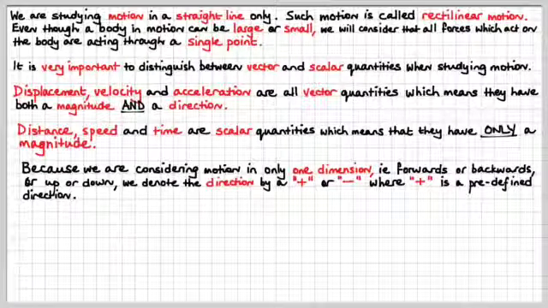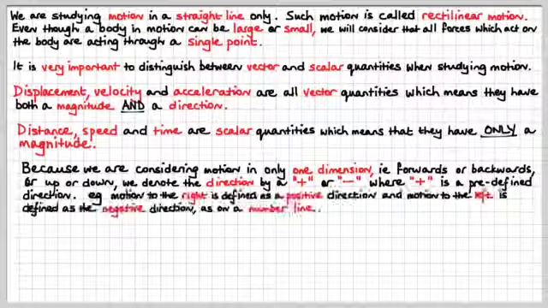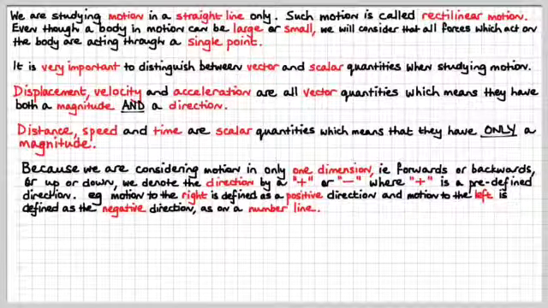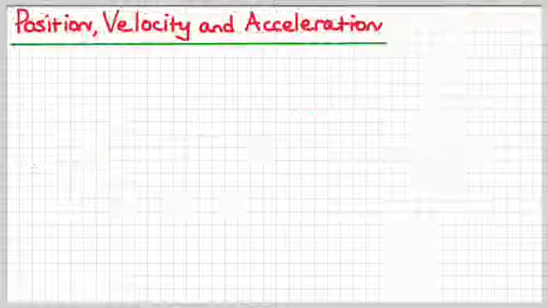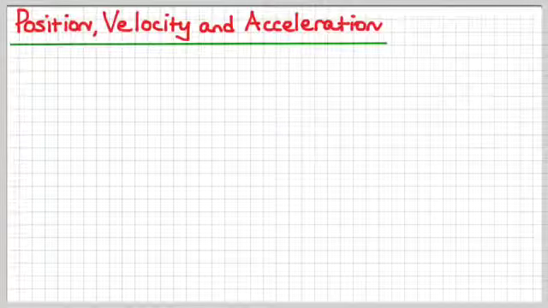So there you go. Because we're considering motion in only one direction or one dimension, that is forwards or backwards, or if you like up or down, we will denote the direction as plus or minus, where plus is a predefined direction. E.g., motion to the right will be defined as positive direction and motion to the left will be defined as negative direction, as on a number line. You know that, don't you?